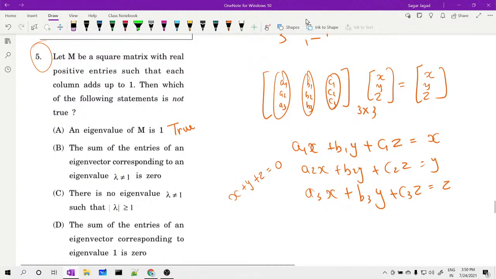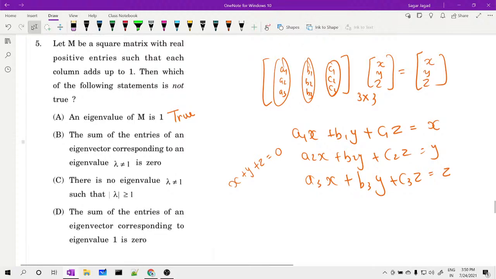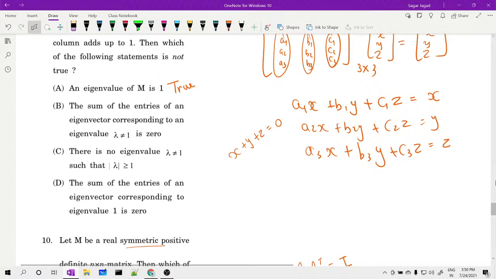Let M be the square matrix with real positive entries such that the columns add up to 1, then which of the following statements is not true? I just have to think about B, C, or D. The sum of the entries of an eigenvector corresponding to an eigenvalue should be 0. There is no eigenvalue lambda not equal to 1 such that.